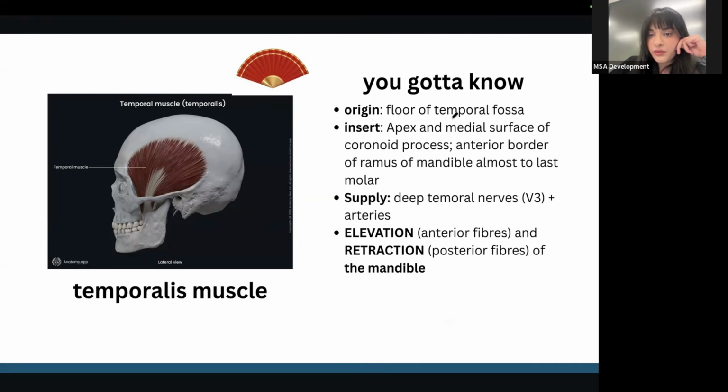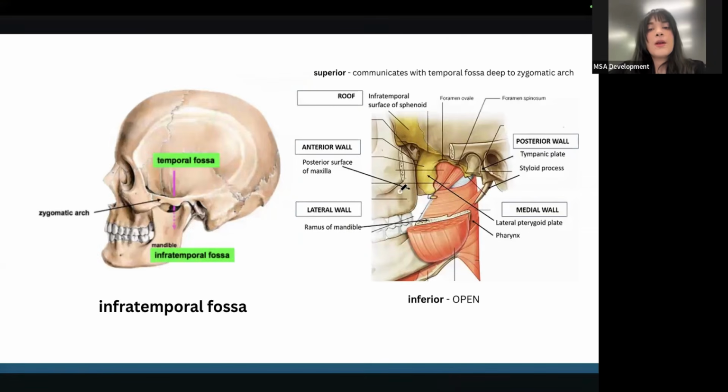The origin is the floor of the temporal fossa. It inserts into the apex and medial surface of the coronoid process. So this is the coronoid process, as you can see here. It's inserting at the apex and medial surface, and the anterior border of the ramus. So this is the ramus here, and it's inserting over there. The supply is the deep temporal nerves and arteries. Elevation is done by the anterior fibers, and retraction by the posterior fibers.